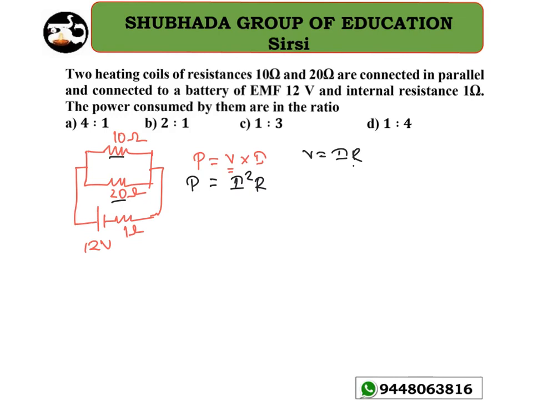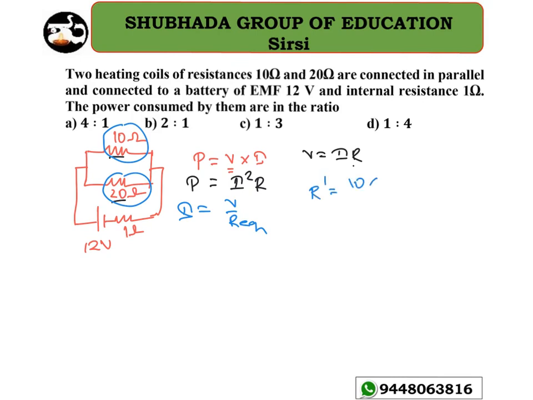Now let me try to find the value of the main current. To get the main current, I is equal to V divided by R equivalent. So let's try to find the value of R equivalent. Clearly this 10 ohm as well as 20 ohm are connected in parallel. Let me take the equivalent as R dash there.